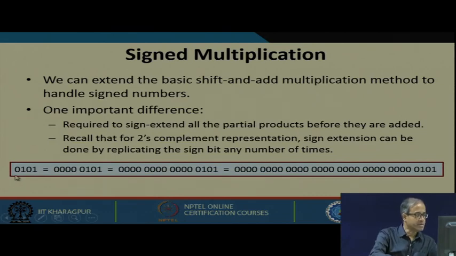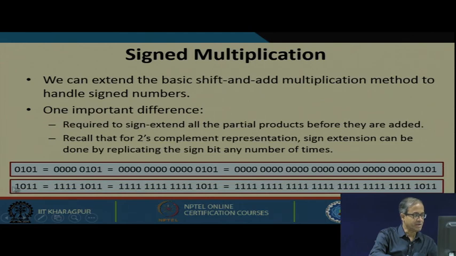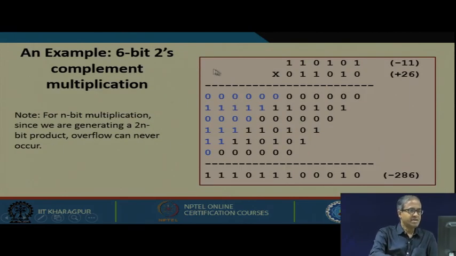The example is shown here also. Let's say a number 0101. This is a positive number. You can sign extend it to 8 bits, to 16 bits, to 32 bits, like this. Similarly, a negative number, sign extend to 8 bits, to 16 bits, to 32 bits. Just replicate the sign bit as many times as you want. So, in the shift and add extension for signed numbers, we just use this principle.